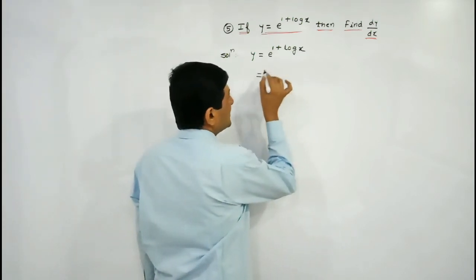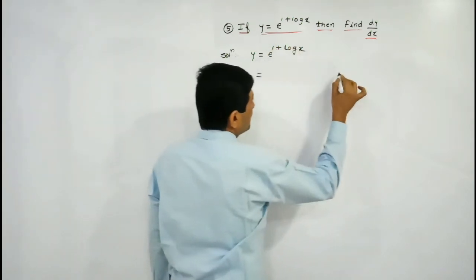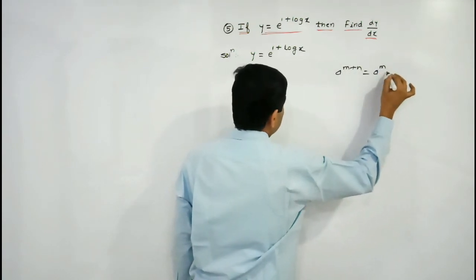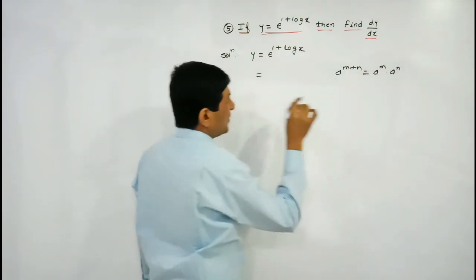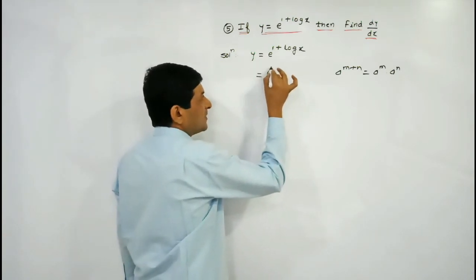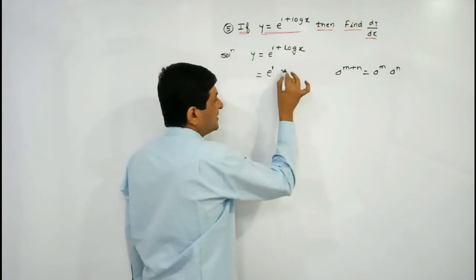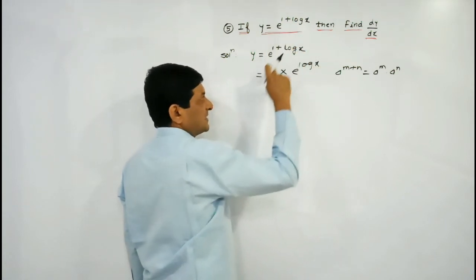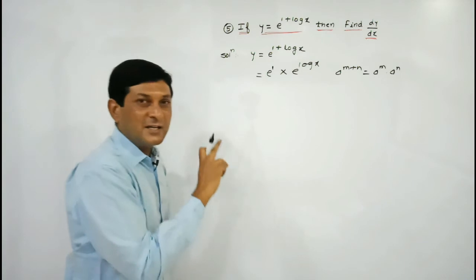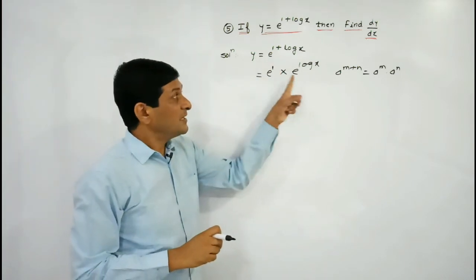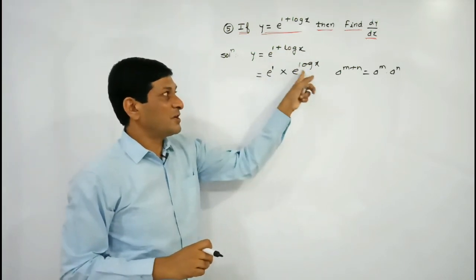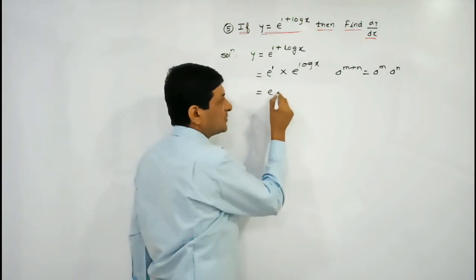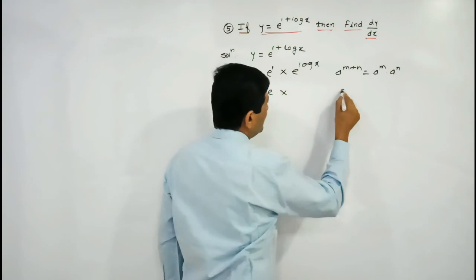So here terms are in the form of a raised to power m plus n, and what is the law of exponents? a raised to power m plus n can be written as a raised to power m into a raised to power n. So here according to this law it can be written as e raised to power 1 into e raised to power log x. e raised to power m plus n can be written as e raised to power m into e raised to power n. n is what here? Log x.